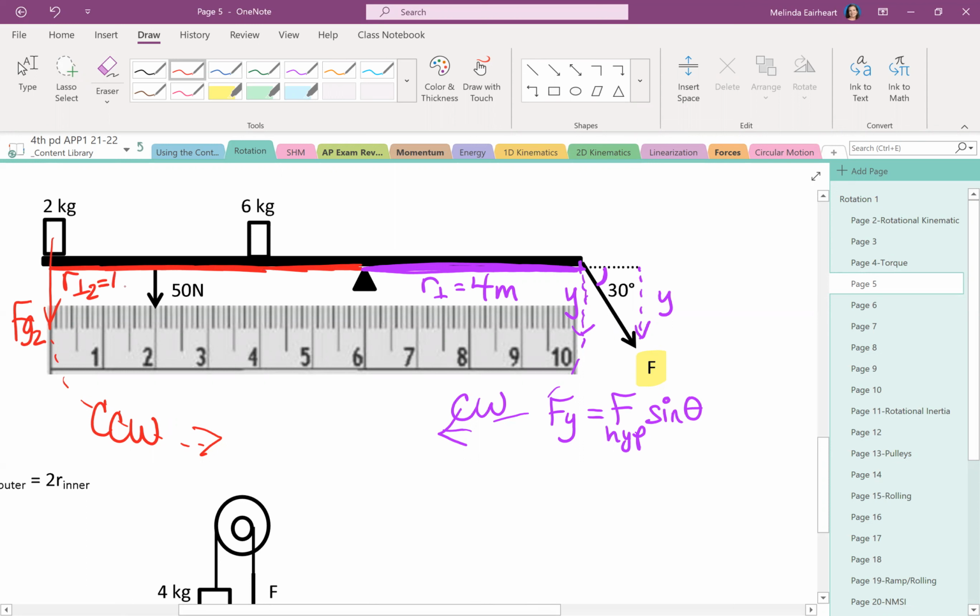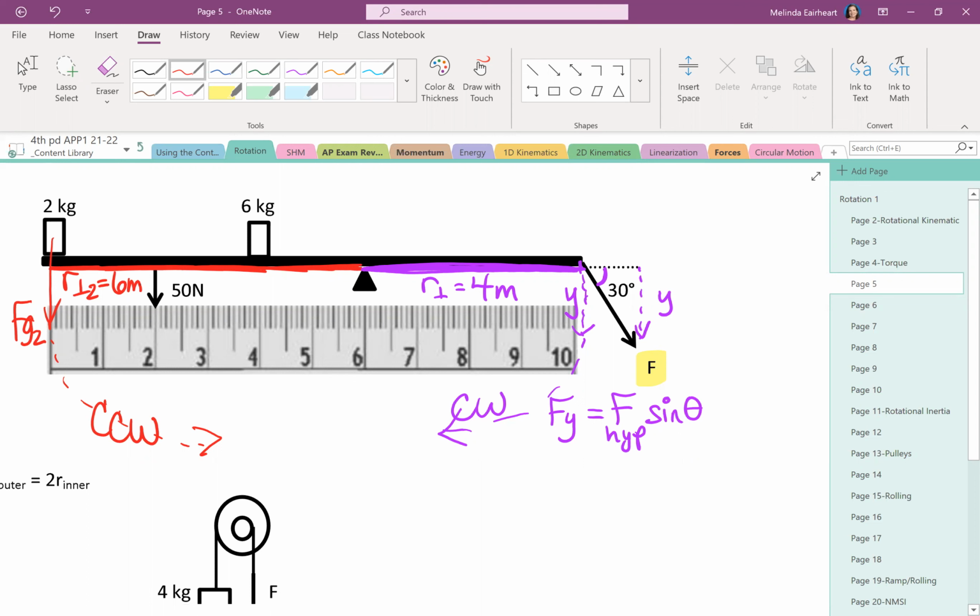6. Is it -6 because it's on the left-hand side? Is lever arm a vector? No, it's a distance, scalar distance. The direction of torque is coming from the force, how it's oriented with your axis of rotation. And so we've already determined the direction of torque.